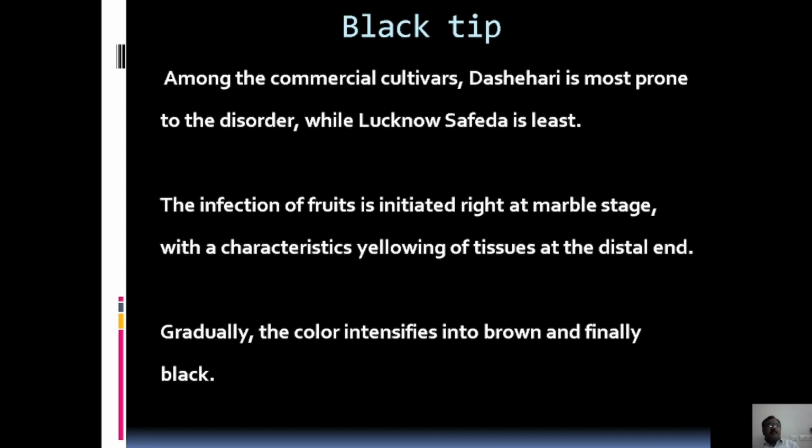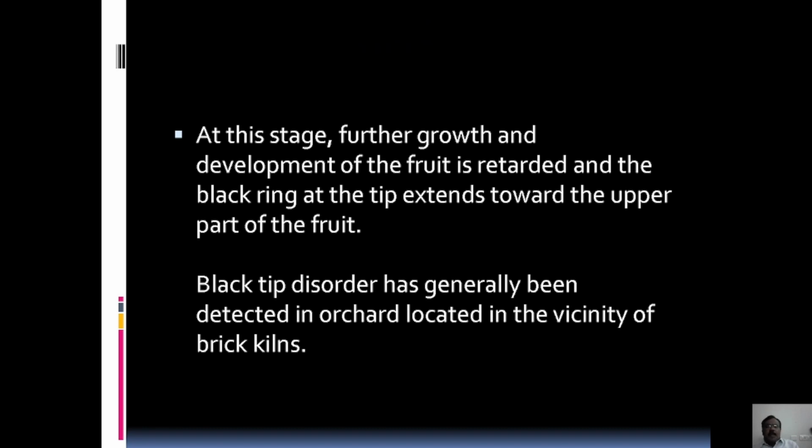And then black tip of mango. Among the commercial cultivars, Deshari is the most common cultivar which is prone to this disorder, while Lucknow Safeda responds very little to this disorder. The infection of the fruit is initiated right at the marble stage with the characteristic yellowing of tissues at the distal end of the fruits. Gradually, the color intensifies, turns brown, and then finally black.